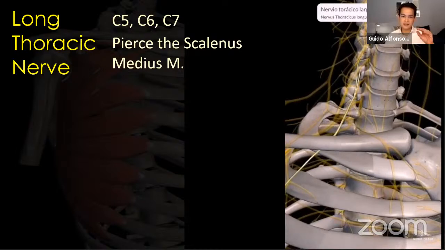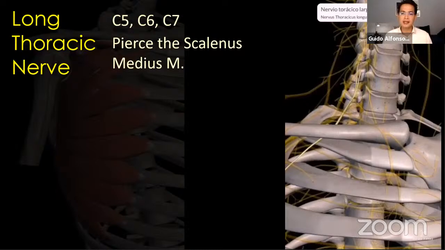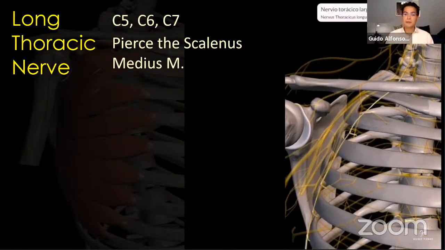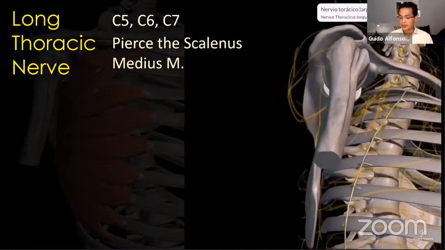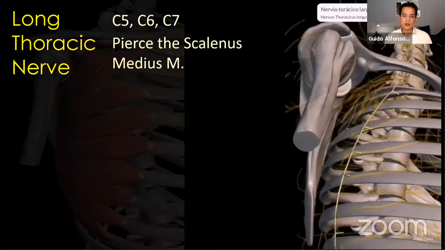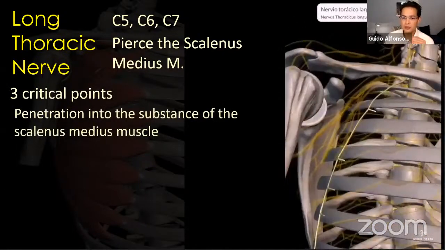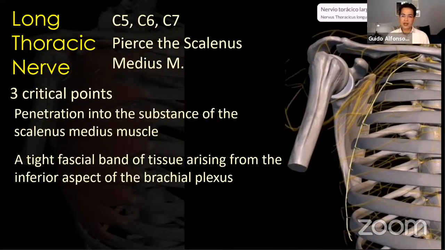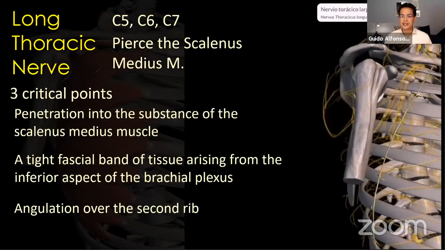Remember C5, C6, C7. Those nerves join and create the long thoracic nerve. This nerve pierces the scalenus medius muscle and then goes to the lateral part of the chest to provide innervation to the serratus anterior. The three critical points of this nerve are: penetration into the substance of the scalenus medius muscle, a tight fascial band of tissue arising from the inferior aspect of the brachial plexus, and the angulation over the second rib.